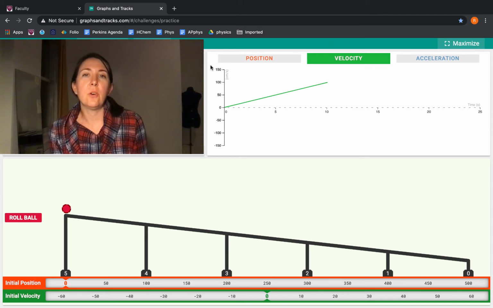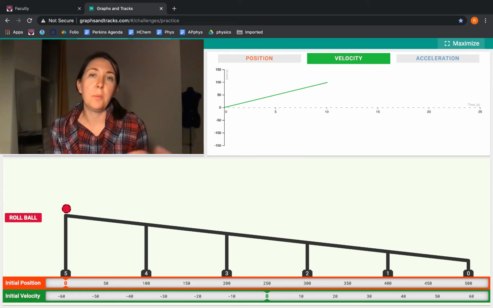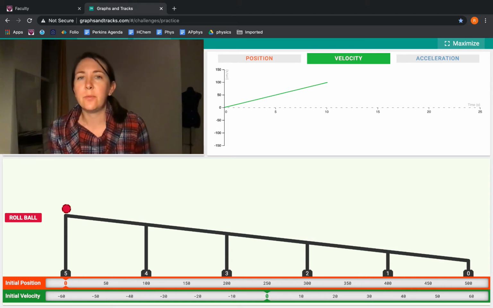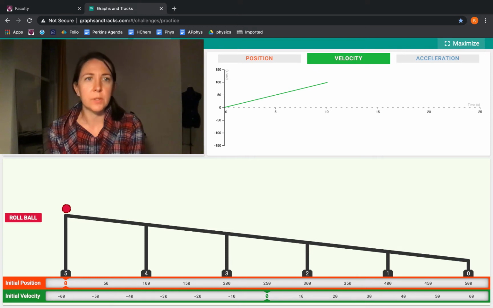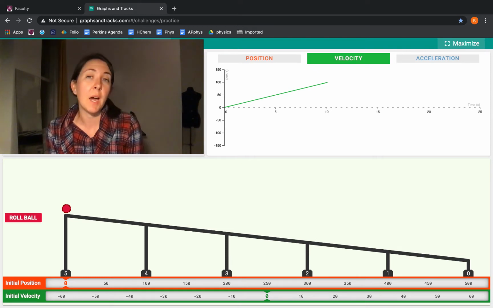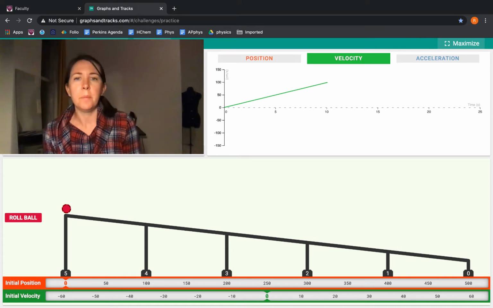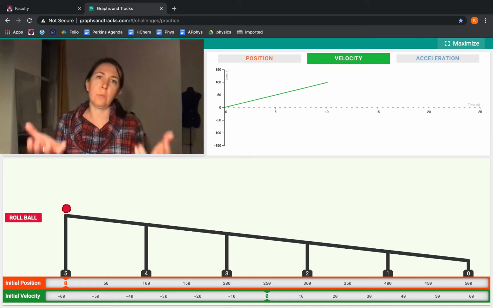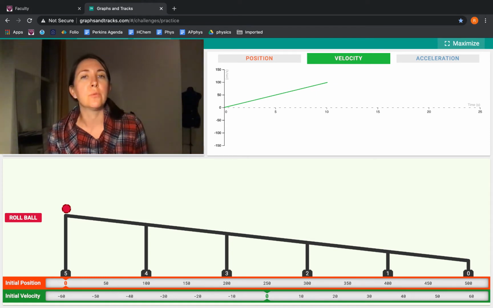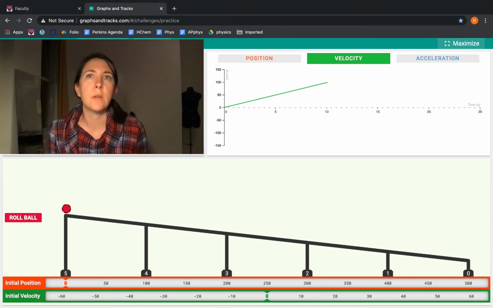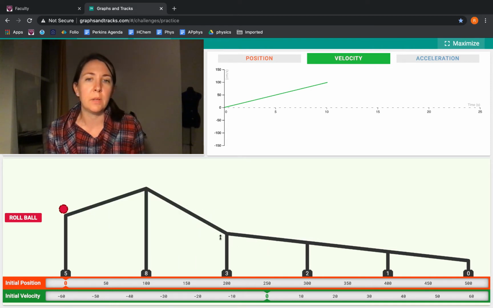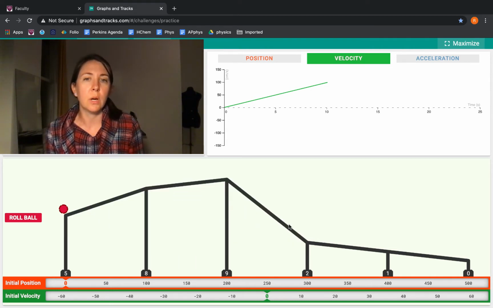This website is called Graphs and Tracks. I'll put the link in the resource page. It is a fabulous reference for understanding how position, velocity, and acceleration versus time graphs get made, and how changing the ramp or the direction a ball is rolling will change what the graphs look like. And you can just grab and drag up your ramp.